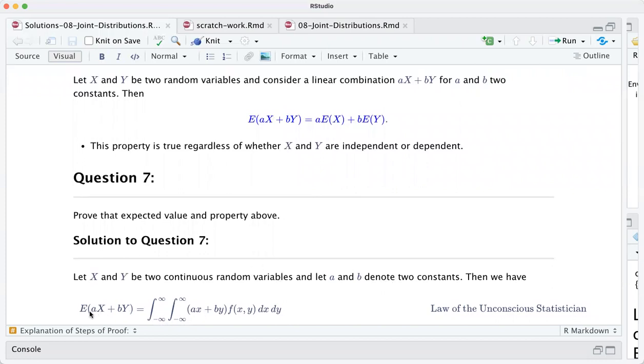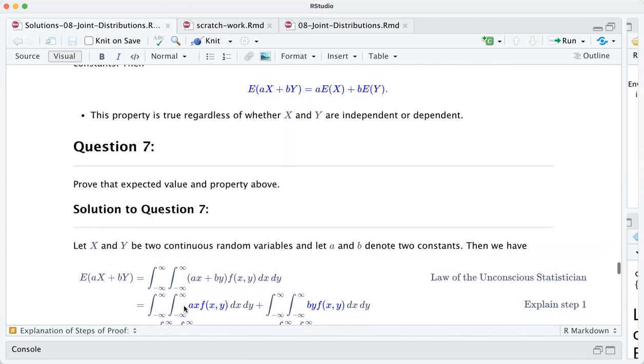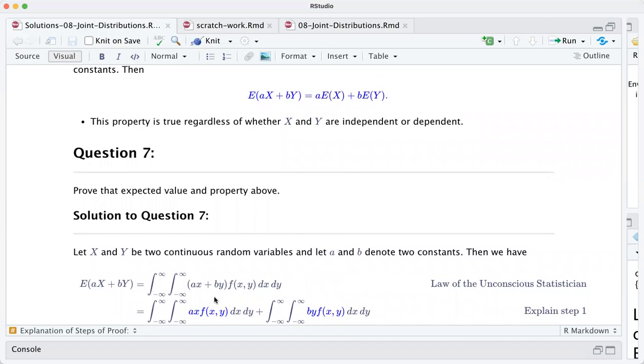So first is essentially the definition of expected value. If I want to calculate the expected value of some function of these two random variables, x and y, then the law of the unconscious statistician tells us that we're going to integrate over the full range of values for x on the inside and y on the outside. We're going to integrate this function, which in this case is ax plus by, times the joint distribution for x and y. That's what f is denoting. So here we're just going to set up our integral that we need to evaluate in order to compute this expected value. So next we come down a step, and here's our first step in the proof.